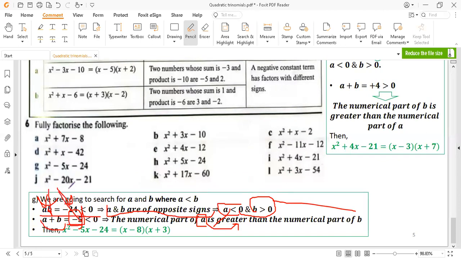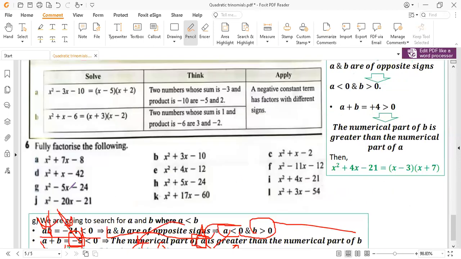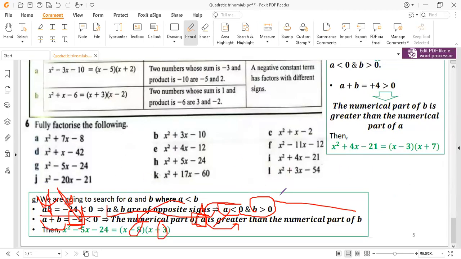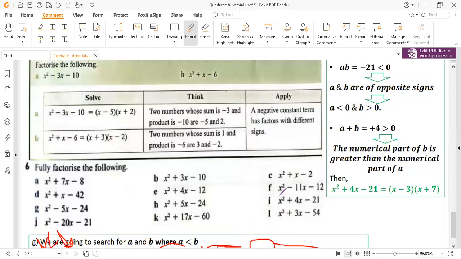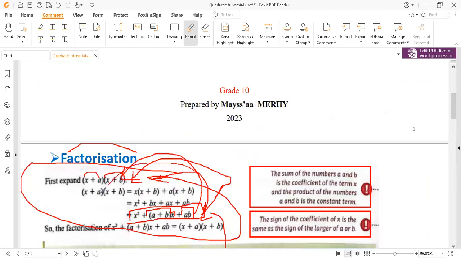So which are the numbers that multiply to obtain minus 24 and add to obtain minus 5? Normally they are 8 and 3, and actually minus 8 and 3, because we said before that the negative number has the greatest numerical part, so minus 8, and the rest is 3. Please complete the rest of the exercises carefully to assess yourself and train yourself on these three different situations and how to use them. It is only one formula.